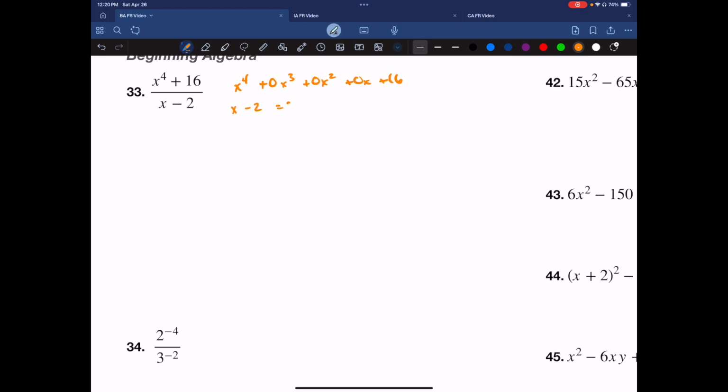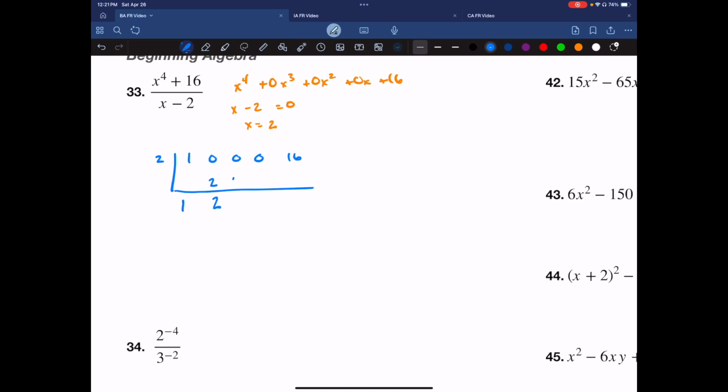So you've got x minus 2 equals 0, x equals 2. So that tells you what I'm dividing by. So I'm going to put 2 on the outside, and you've got 1, 0, 0, 0, 16. Okay, now remember when you synthetically divide, that first number always comes down. You don't do anything to it. And then you say 1 times whatever you're dividing by, or 1 times 2 in this case. So this is going to be 2. And then you're going to add your columns. This is going to be 2.